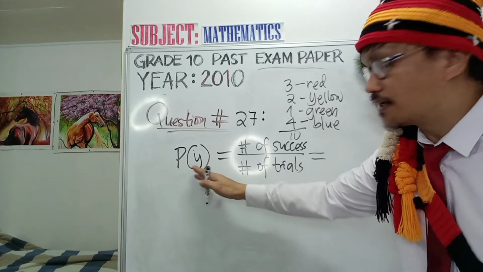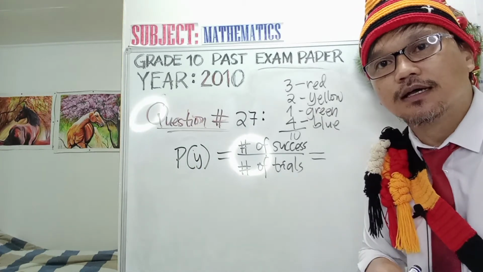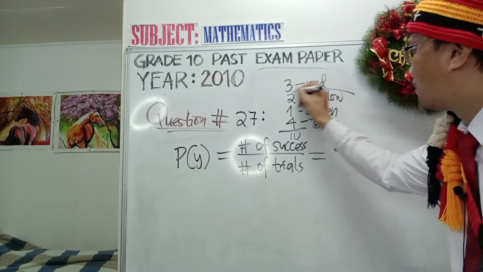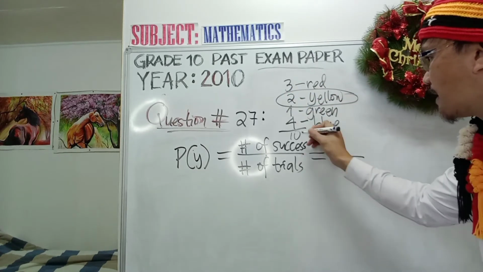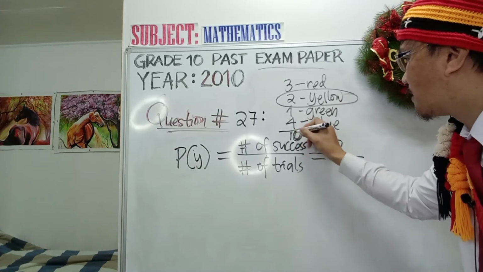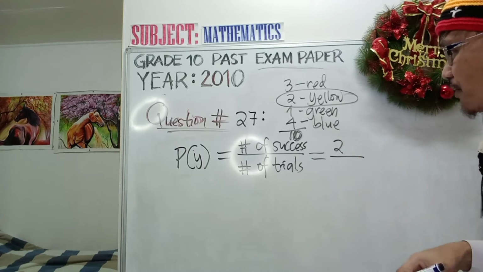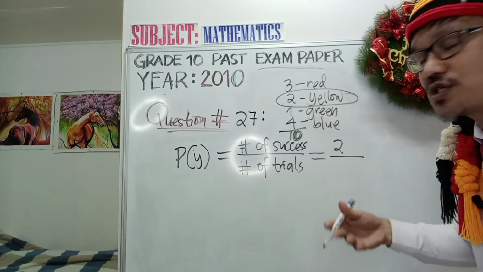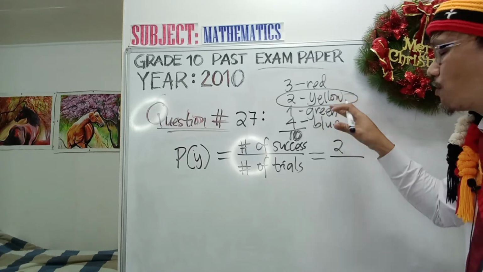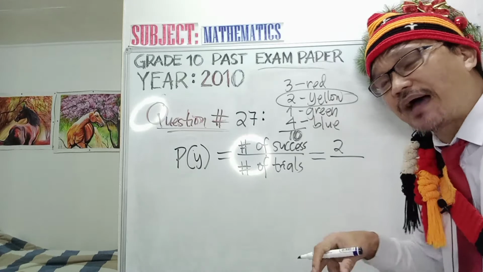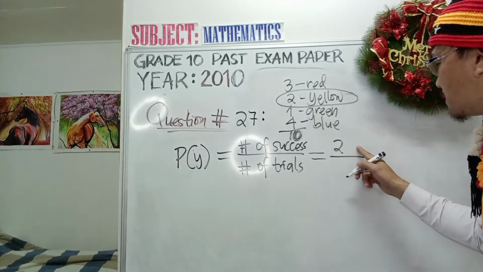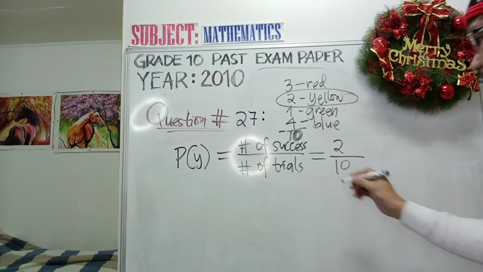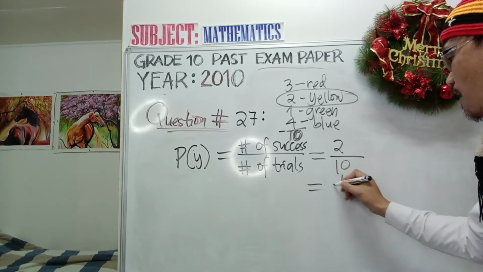Therefore, to get the probability of picking a yellow at random from a bag of these marbles, you are going to write down 2 yellow, divided by the total number of trials. Inside the bag there are 10 marbles, and we are only asking what is your chance of picking a yellow marble at random. So we have 2 on top, which is the yellow, divided by the total number, which is 10. And your answer now is 1 over 5.